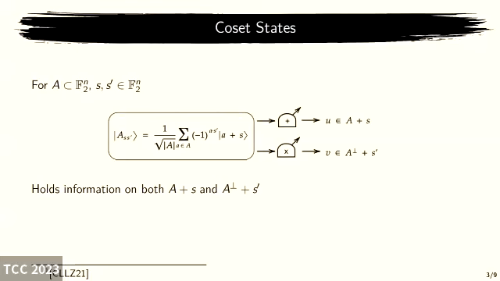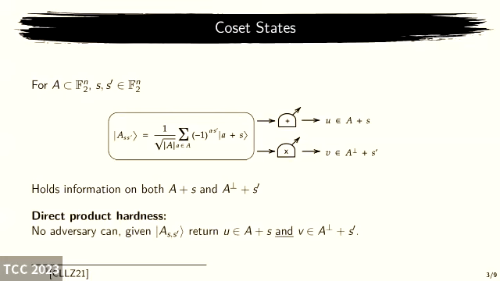And from these quantum states, it's easy to get a vector in the regular coset by just measuring in the computational basis. And it's also easy to get a vector in the dual coset by measuring in the diagonal basis. But it's impossible to get a vector in both of these cosets. And this is due to the destructive properties of quantum states. And this property is called the direct product hardness.